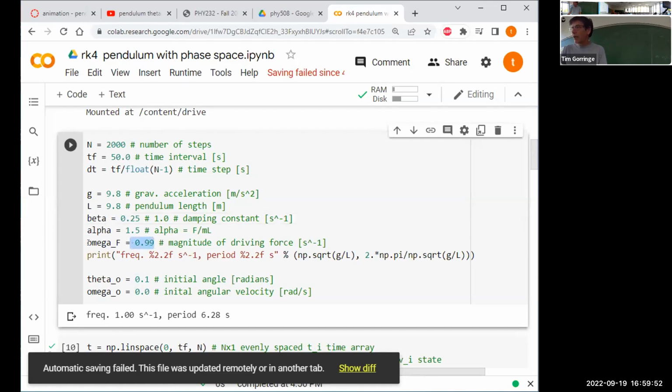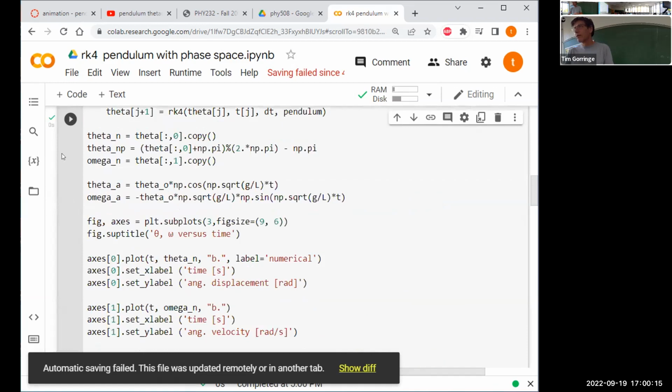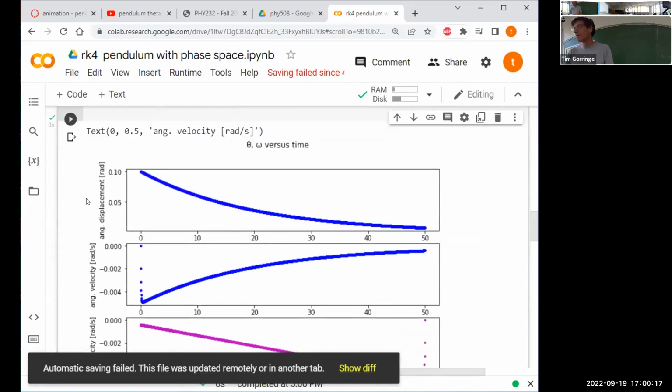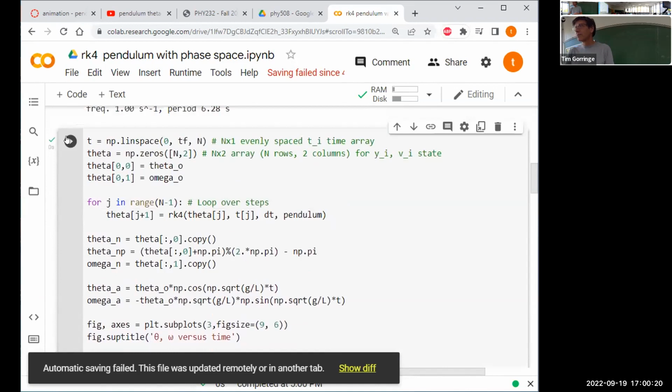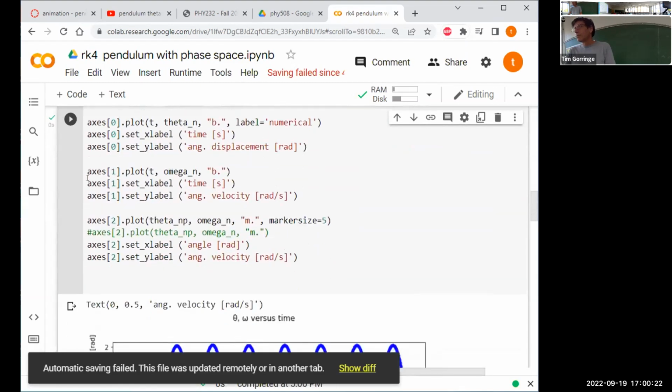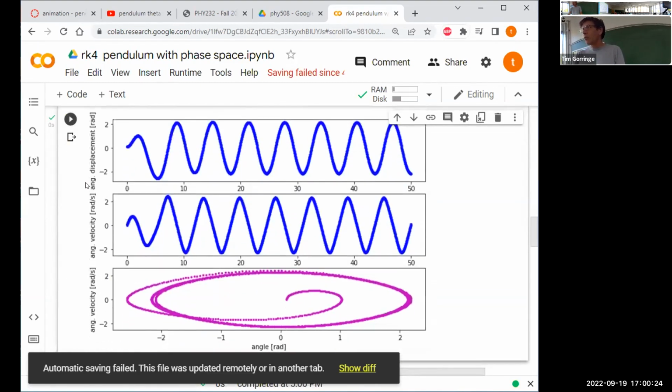My omega f is 0.99. So it's 99% of the natural frequency, so it's very close to resonance. And that's the key point of where I'm going to start working, and where I'm going to work away from to explore chaotic behavior. So let's run this, see what we see. And this is what we see.